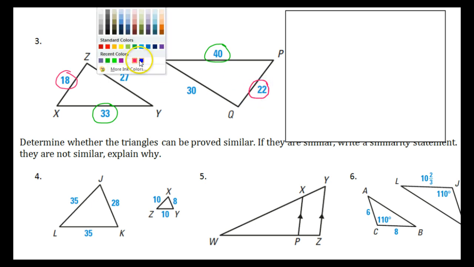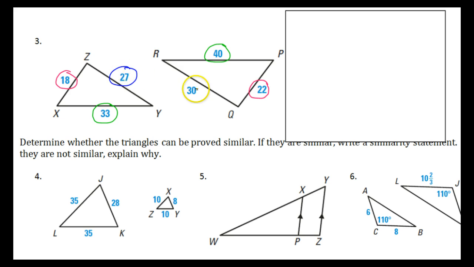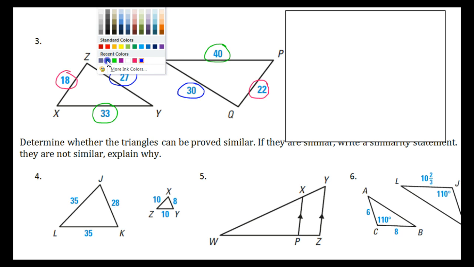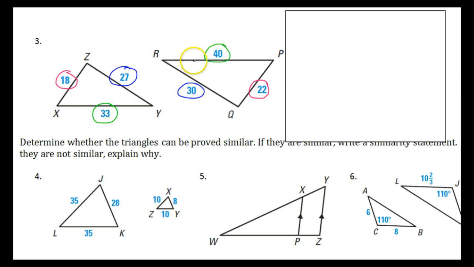And then look what's left. That leaves the 27 and the 30 to be corresponding sides. So that'll help you match things up properly. So now let's see if they're proportional by making ratios of corresponding sides.